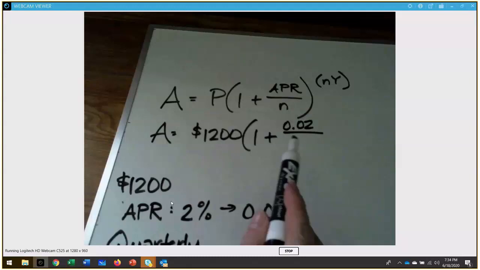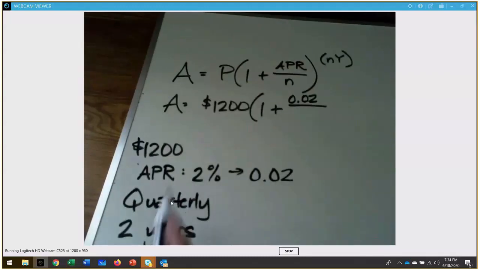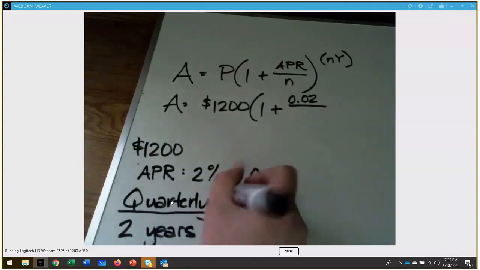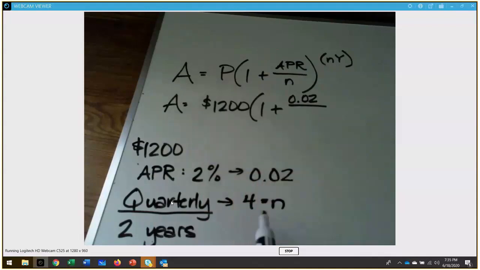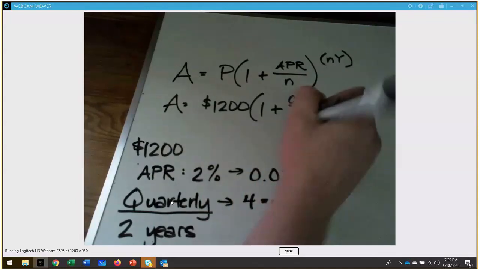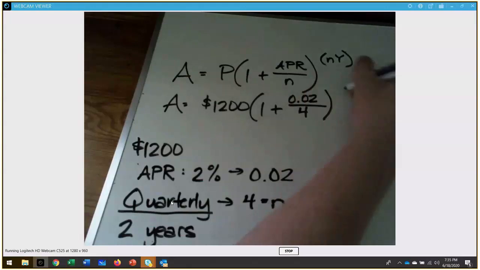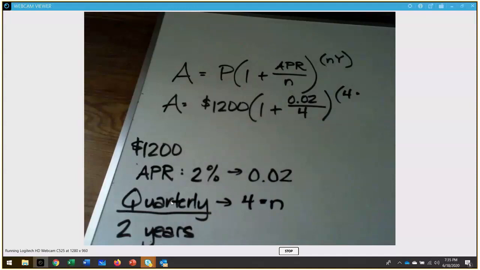divided by the N. Now the N comes from the word that you see in the problem. There'll be one word in the problem talking about how often it's compounded. So if it's quarterly, that means that N is 4. So I'm going to plug in 4 here and up here. And then the time was 2 years, so the Y is 2.